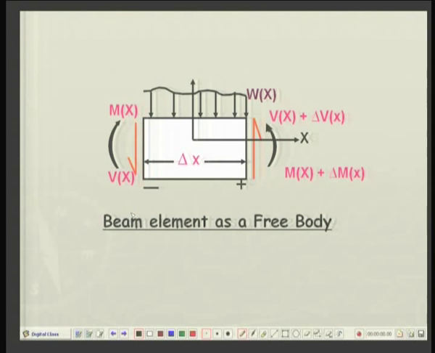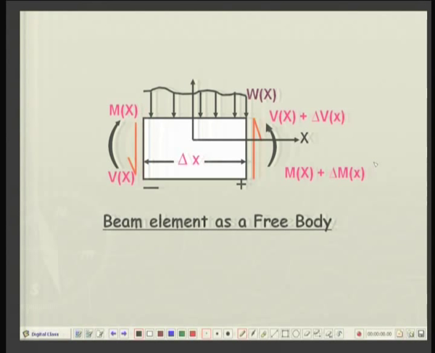Now, let us say on this surface Vx is the shear force. Since the shear force is varying along the length of the beam, on a surface which is at a distance delta x from this surface, let the shear force be Vx plus its variation delta Vx. Similarly, Mx, the bending moment on a negative surface, clockwise moment will be a positive bending moment, and on a positive surface you have Mx plus its variation over length delta x, that is delta Mx.